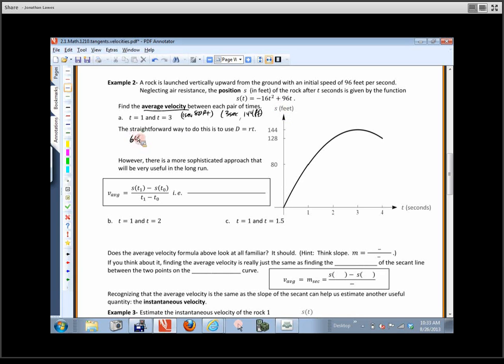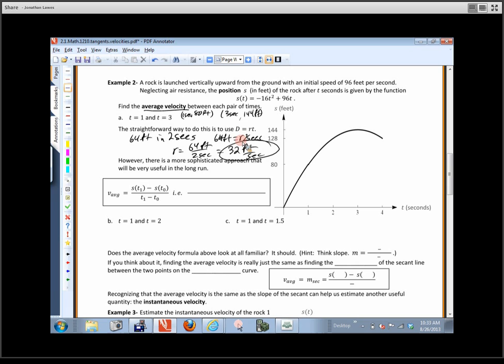64. 64 feet, okay, in 2 seconds. Well, the most straightforward way to do this problem is to just use the formula that says distance equals rate times time. If we want to know how fast we were going, we traveled 64 feet. Don't know what the rate is, but we did that in 2 seconds. So the rate would be 64 feet divided by 2 seconds. And what do we end up with? 32 feet per second.